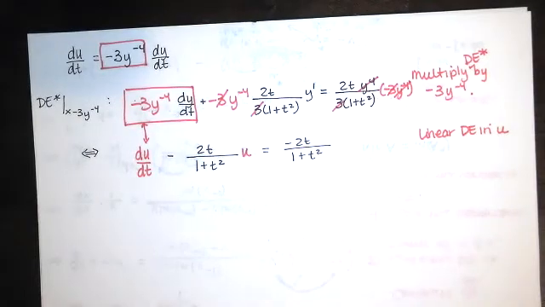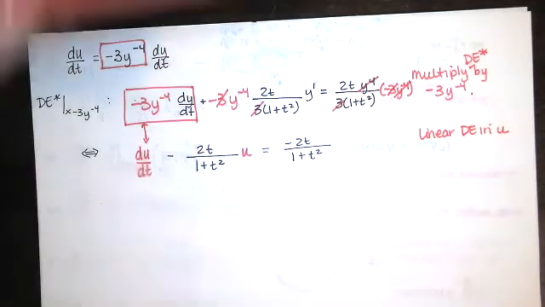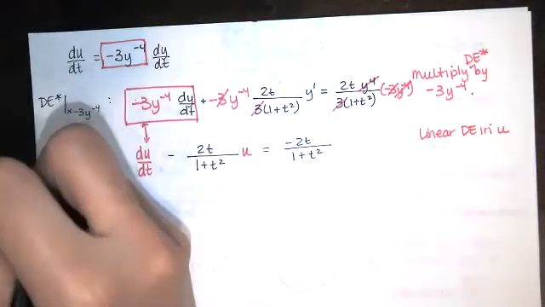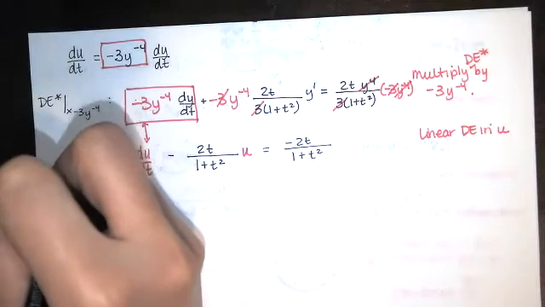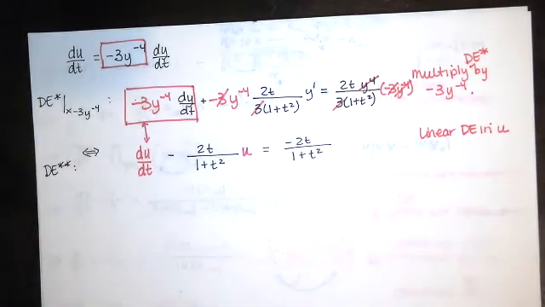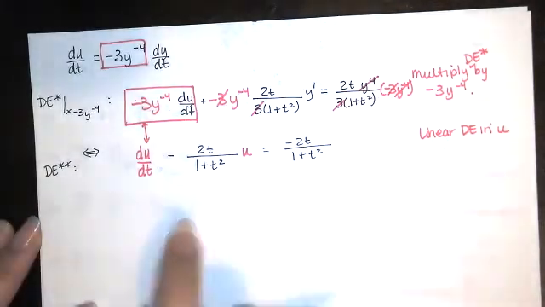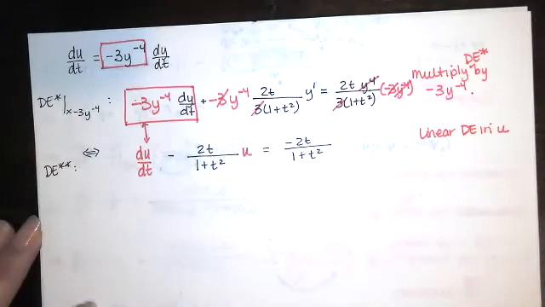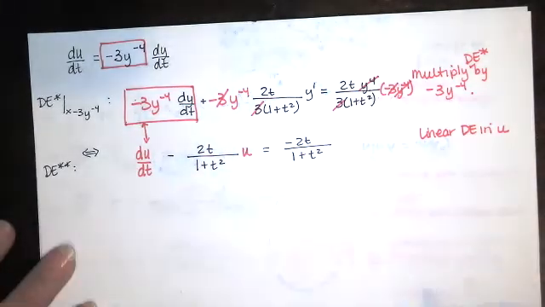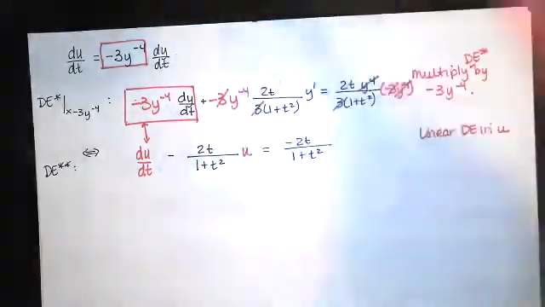Easy breezy. You just have to remember the method for solving first-order linear equations, and remember how that method works. I'm going to call this dE double star. What I want to do here is multiply by an integrating factor. So I want to multiply by just the right function, so the left-hand side of this is the derivative of u times the integrating factor.